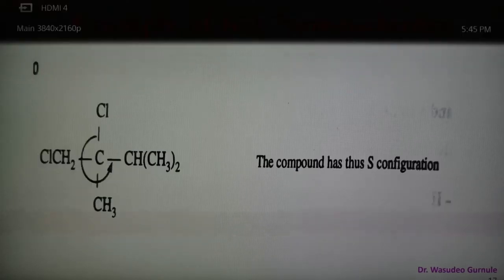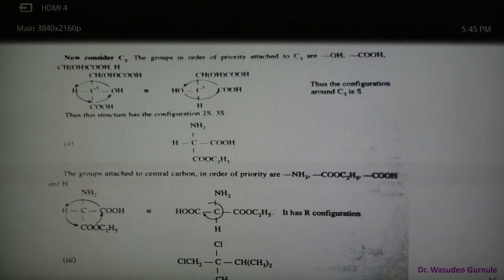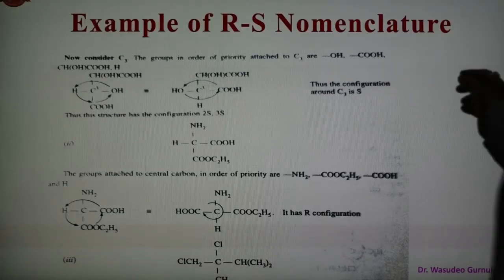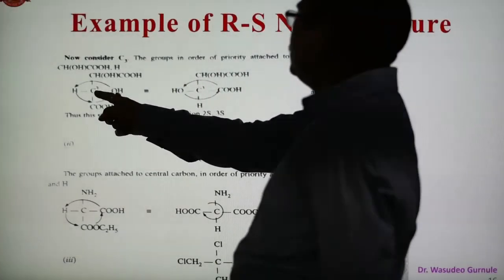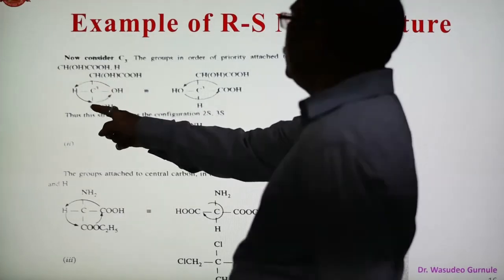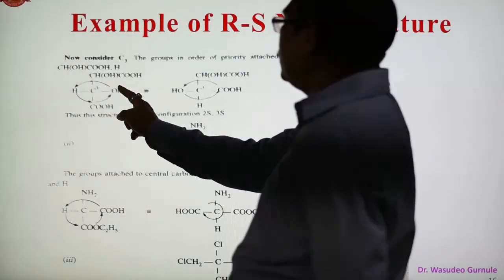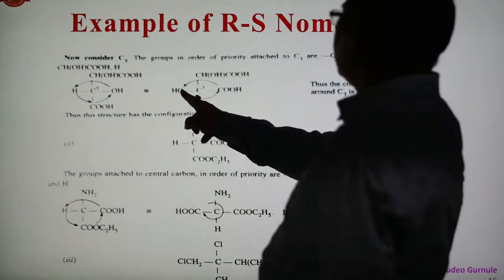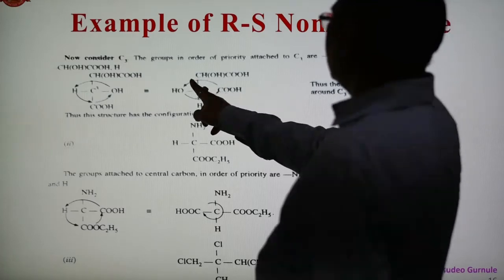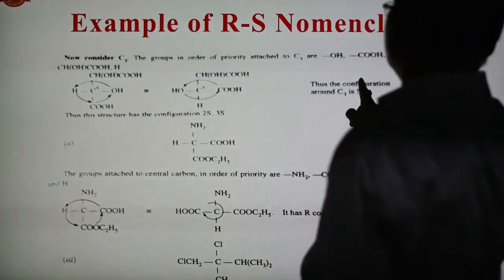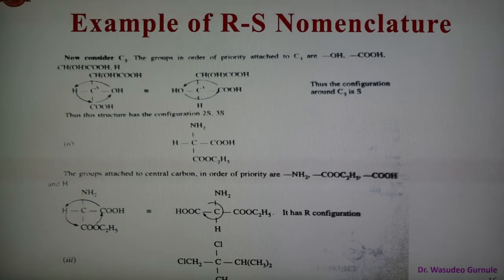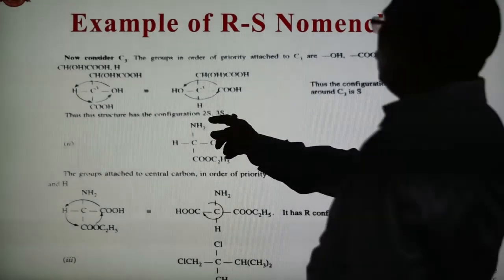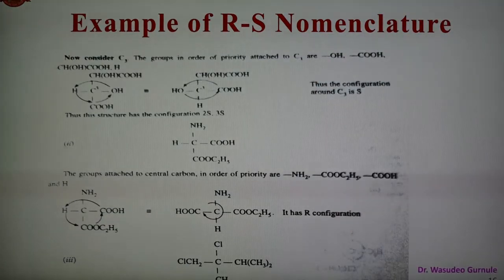Now what about C3? In case of C3, the groups in order of priority attached to C3 are OH, CHO. So this is C3, here is the group, this is OH, CHO, and this is the arrangement. So we have O first, then this is second, this is third. Again this is anti-clockwise. C3 is also S, sinister, anti-clockwise. Therefore the structure has 2S and 3S configuration.